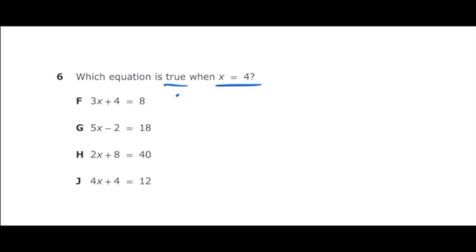If I plug in 4 for x, I'm going to get 3 times 4 plus 4 is equal to 8. 3 times 4 is 12, and so now we have 12 plus 4 is equal to 8, and obviously that is not true, so we're going to mark out letter F.